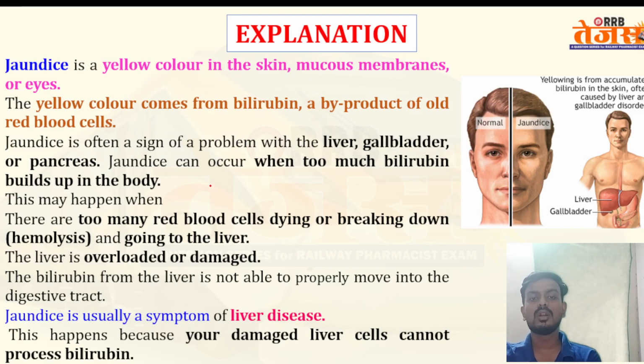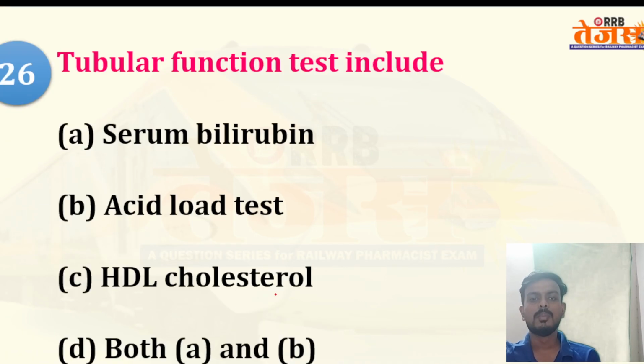Jaundice is a yellow color of the skin, the mucous membrane, and the eyes. The yellow color is basically due to bilirubin, which is a byproduct of heme metabolism. Jaundice is often a significant problem of the liver, gallbladder, or pancreas. Too many red blood cells dying or breaking down, the liver is overloaded or damaged. Jaundice is usually a symptom of liver damage. This happens when your damaged liver cells cannot process the bilirubin.